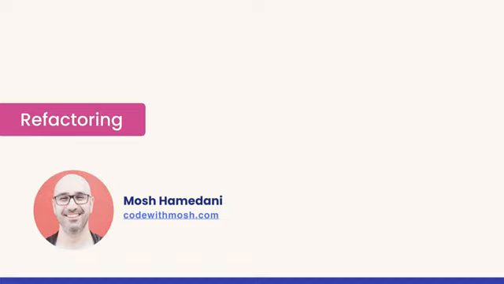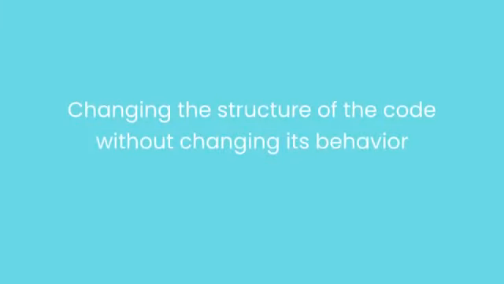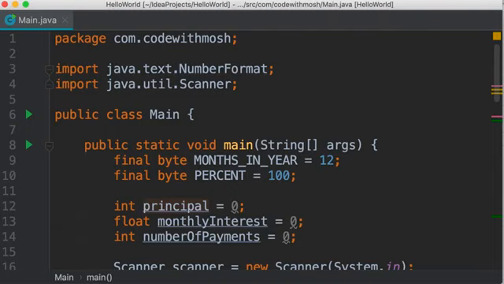So you have learned how to create new methods. Now we're going to talk about refactoring. Refactoring means changing the structure of our code without changing its behavior. So here we're looking at the code for our mortgage calculator. This is what we wrote at the end of the last section.